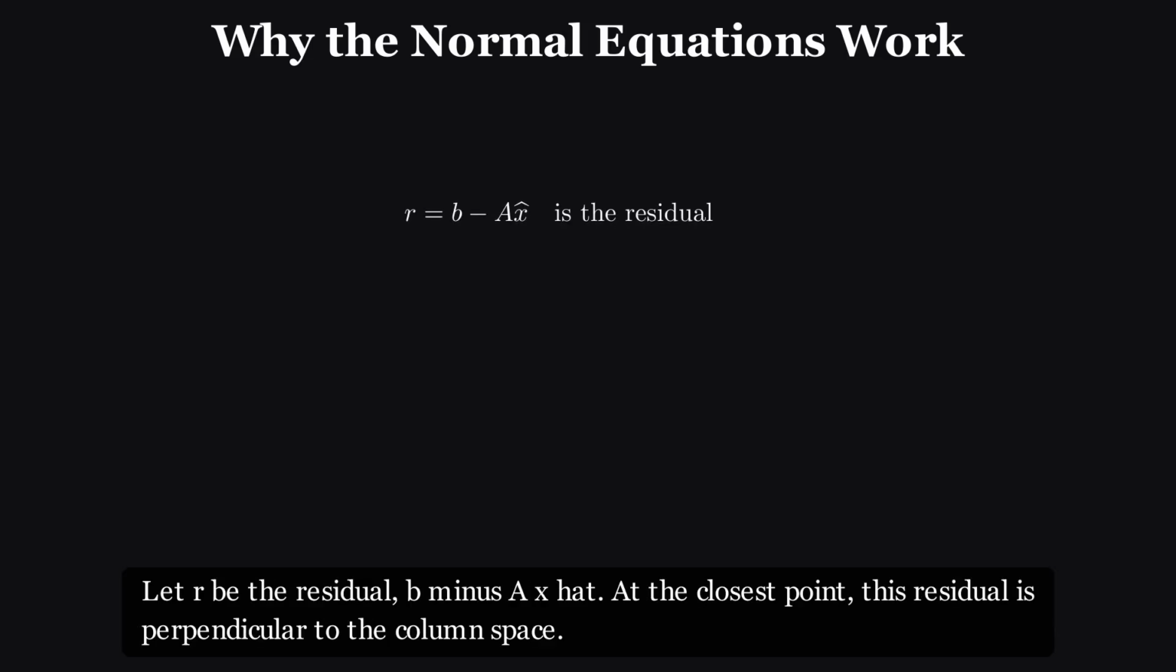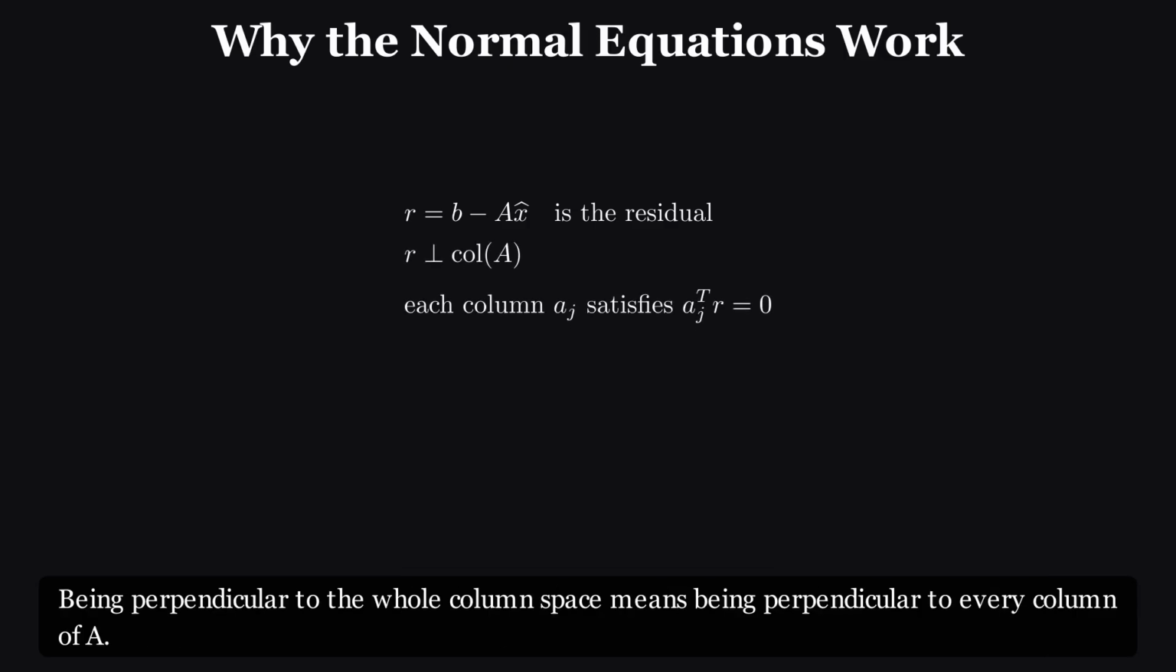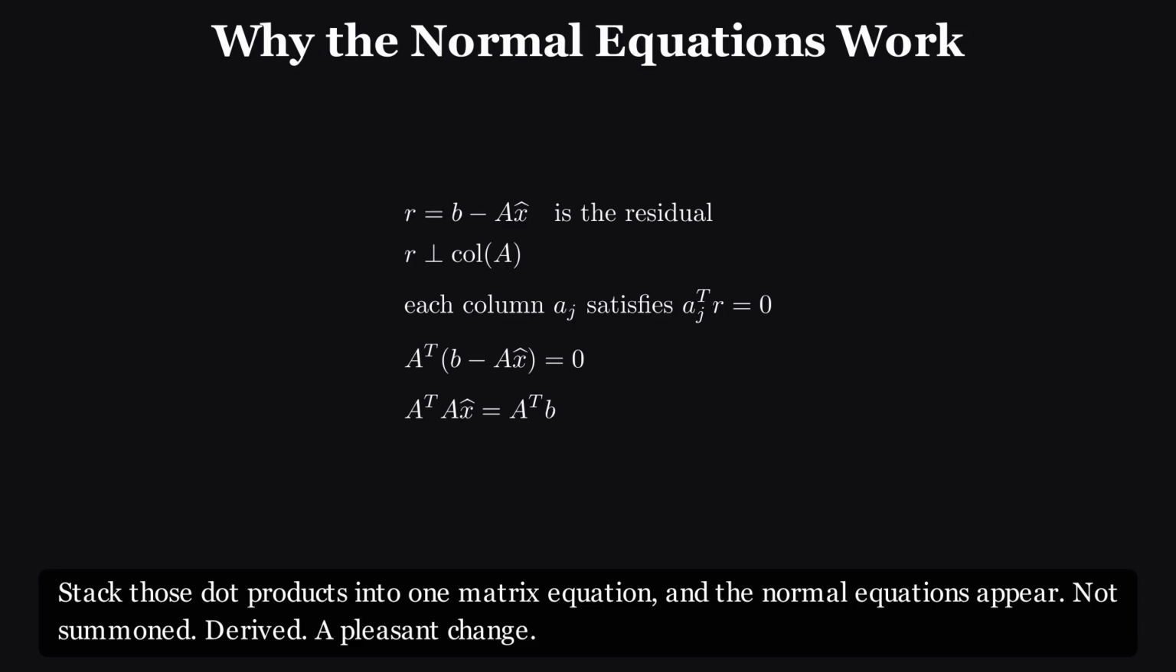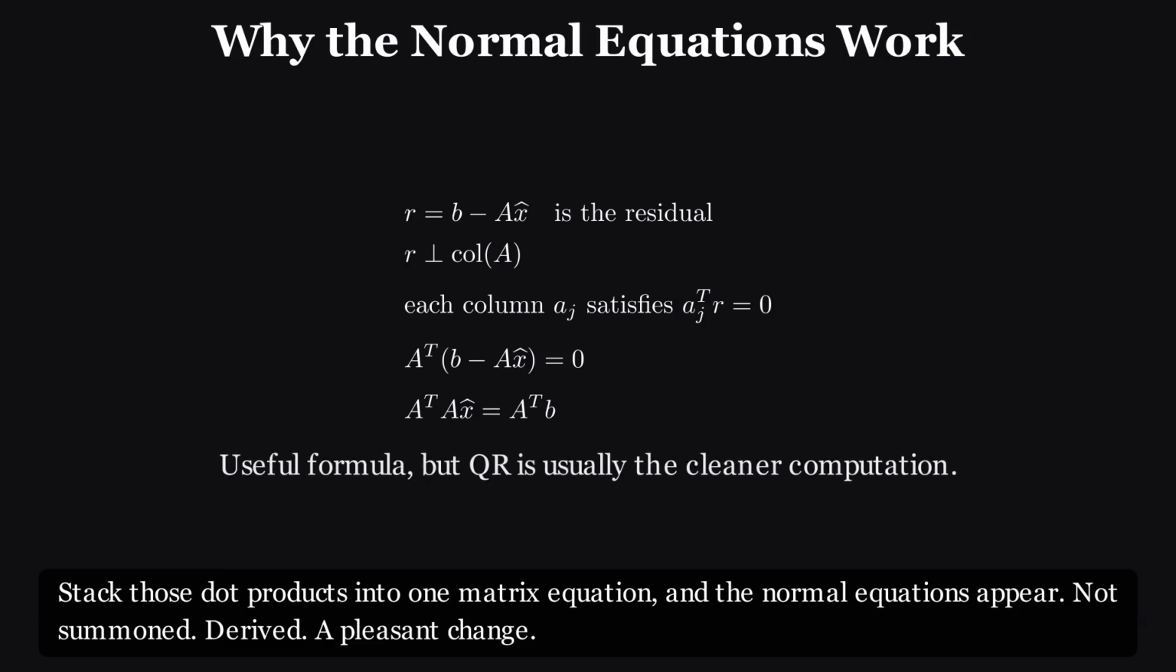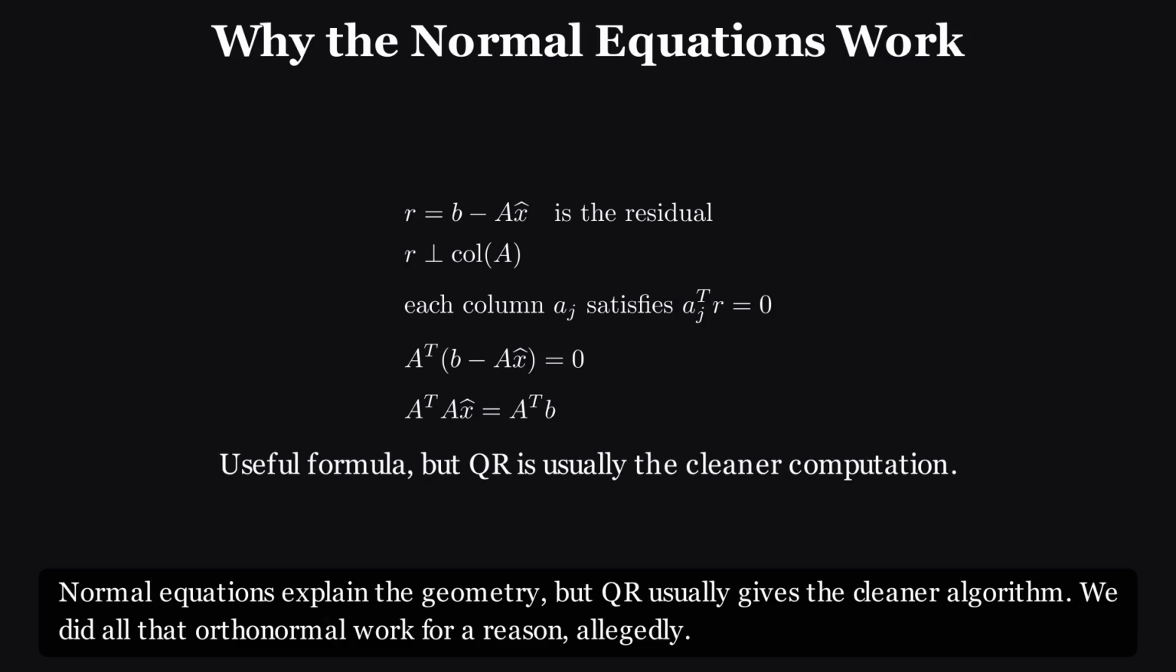Let R be the residual: B minus matrix A times x hat. At the closest point, this residual is perpendicular to the column space. Being perpendicular to the whole column space means being perpendicular to every column of matrix A. Stack those dot products into one matrix equation, and the normal equations appear. Not summoned, derived. A pleasant change. Normal equations explain the geometry.